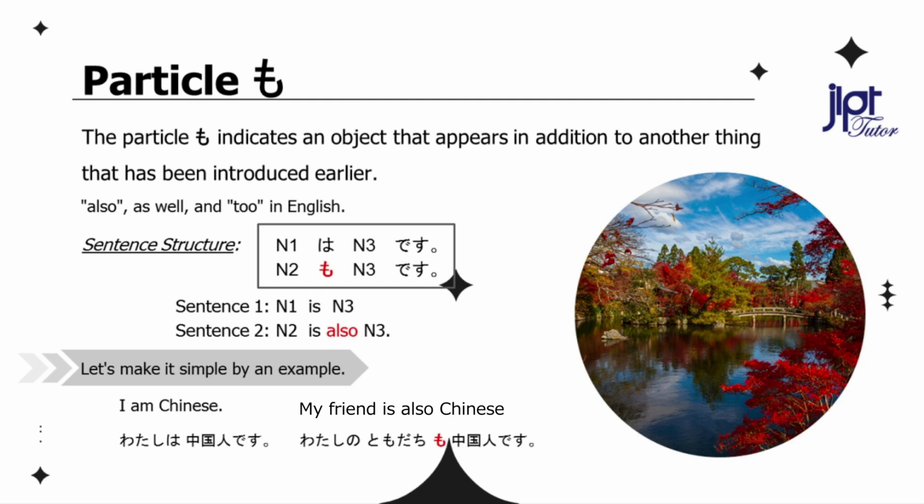私は中国人です。My friend is also Chinese. 私の友達も中国人です。It means where N1 is N3, N2 is also N3, and particle mo will always appear in the second sentence.